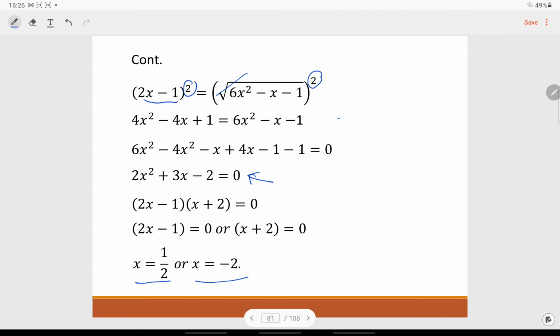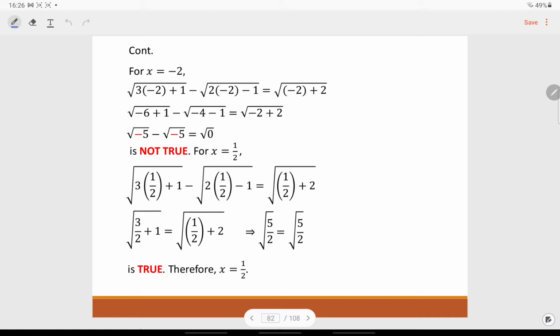Again, because we have two solutions, we need to verify which one is the correct answer. We simply substitute x into the given equation and see which one gives us the true equation. This one is obviously not true because the third term contains a negative under the root, so they are no longer real numbers. This is what we call complex numbers, so not true. For the other number, yes, it is true. So we know that x equal to half is the final answer.